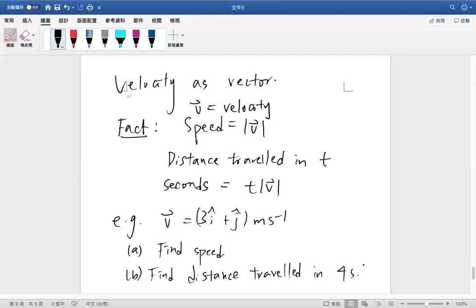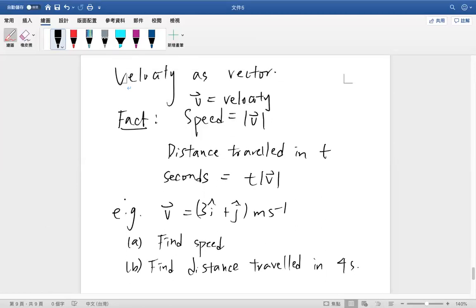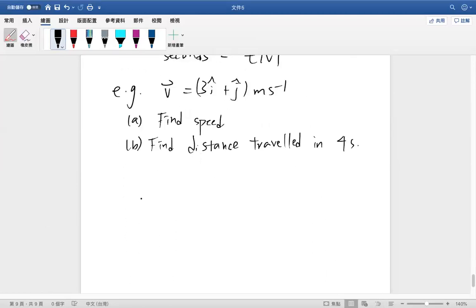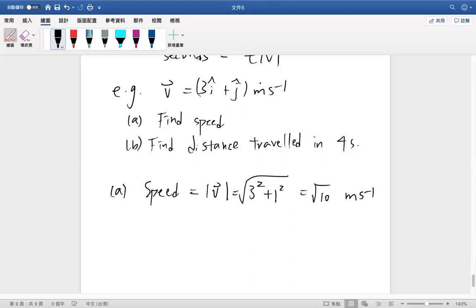Okay, so let's look at A first. For A, as I mentioned, speed is the magnitude of V. Remember the formula is just the square root of A squared plus B squared. So this is 3 squared plus 1 squared, and then square root, which is square root 10. Remember to write down the units here. The velocity unit is ms negative 1, so this is ms negative 1 as well. So this is A.